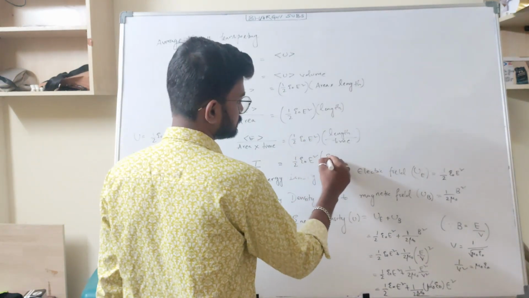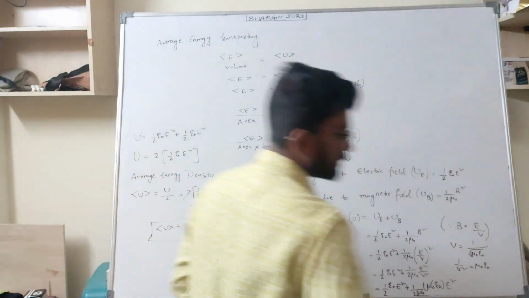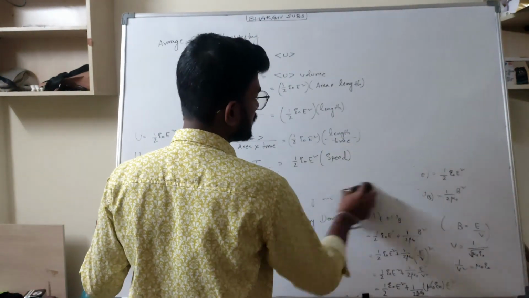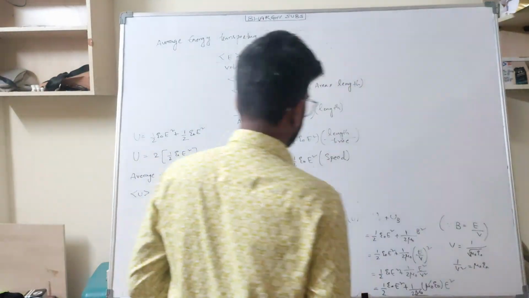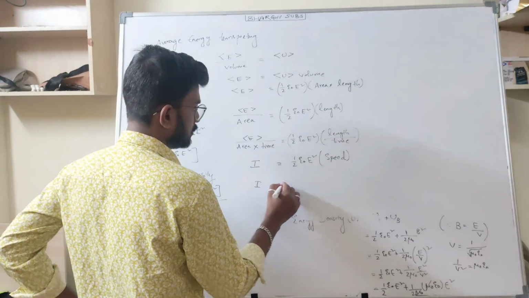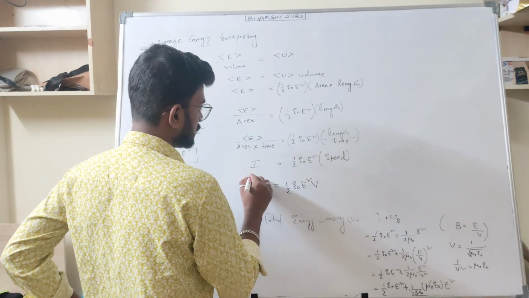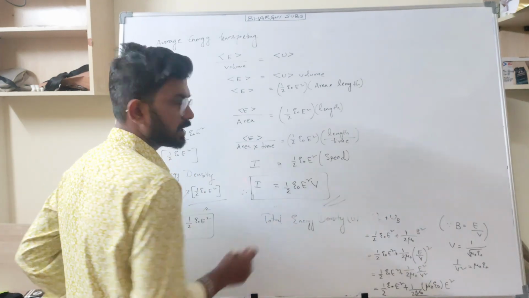So speed. Okay, so what is the speed? We took initially the speed with which it was incident on that surface, v. Okay, so intensity is equal to half epsilon naught E square v, right? This was the intensity of the electromagnetic wave.